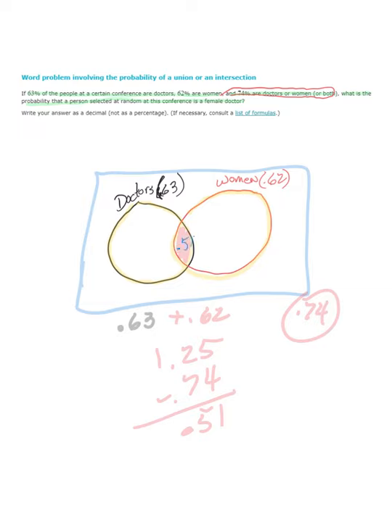The intersection is .51. So now I can answer the question once I have all that information. It says, what is the probability that a person selected at random at this conference is a female doctor? The probability of being a female doctor is this overlap right here. 51% of the individuals are female doctors.